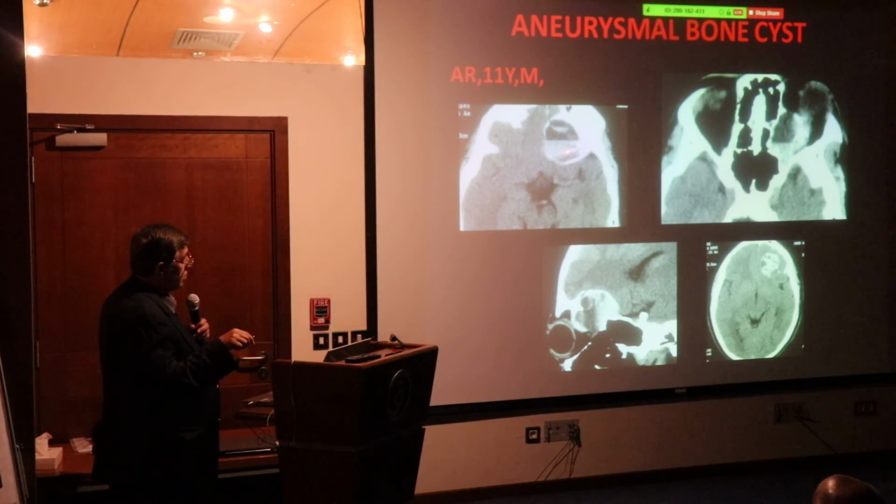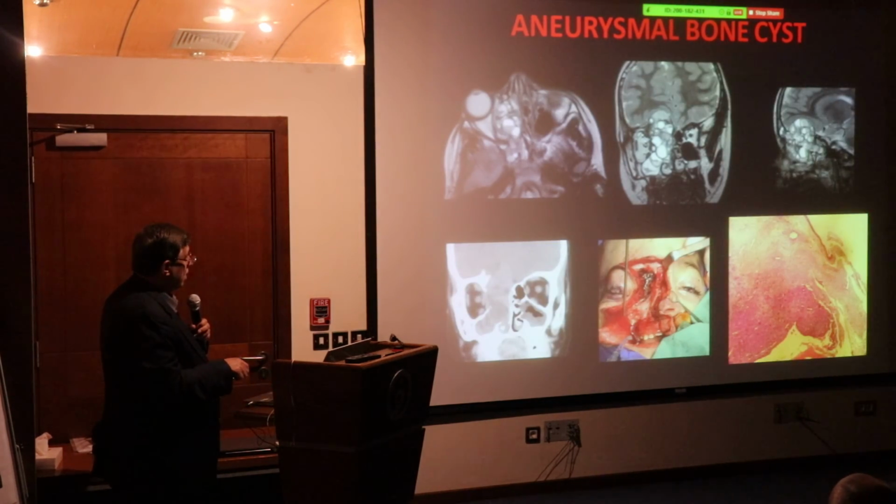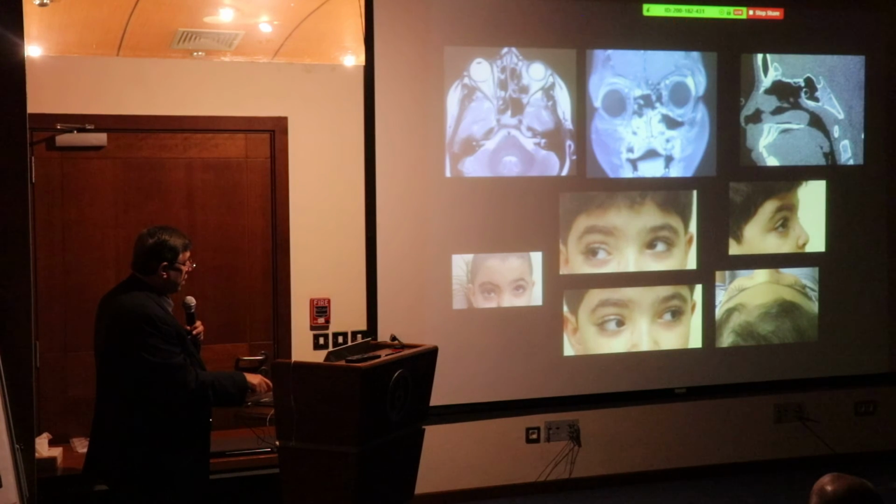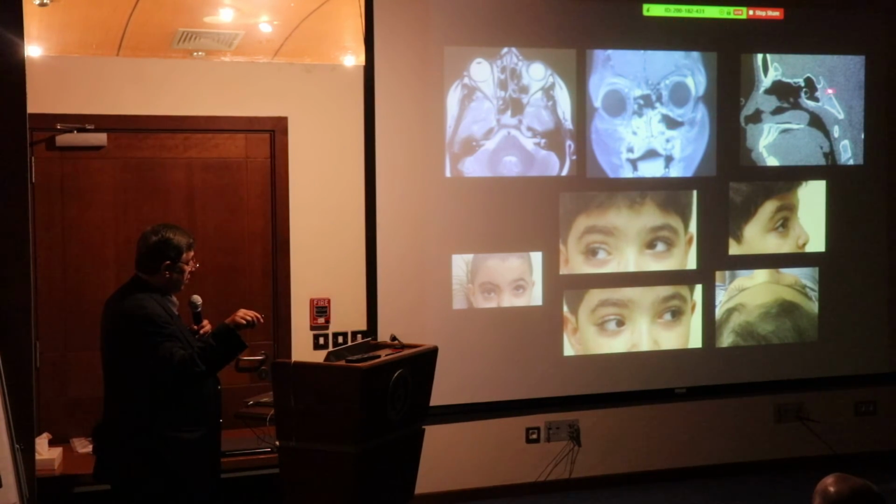Aneurysmal bone cyst in the roof of the orbit. And this is, again, a case of mine. This one also presented here, aneurysmal bone cyst in the roof of the orbit going into the medial wall of the orbit. Extensive, multiple fluid levels, causing massive destruction. We did the surgery for the little boy. And here's the follow-up.